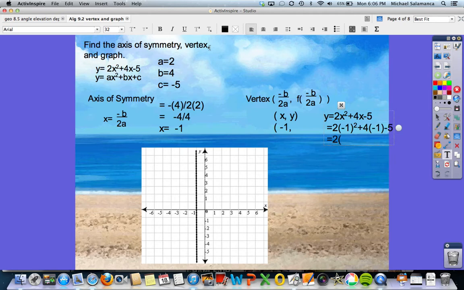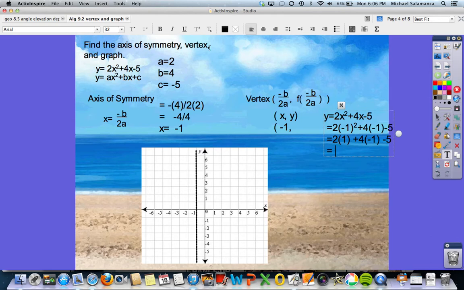So 2 times, remember PEMDAS, so parentheses first and then exponents. So the parentheses are simplified. Now we have the exponents. So negative 1 squared is 1 plus 4 times negative 1 minus 5.